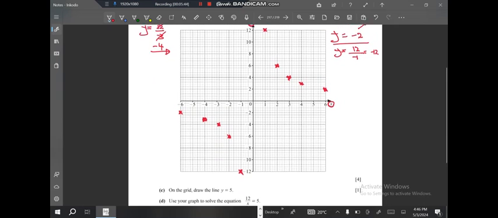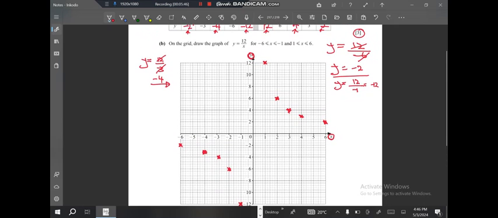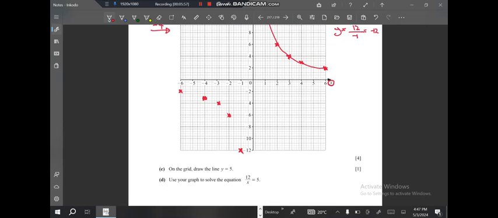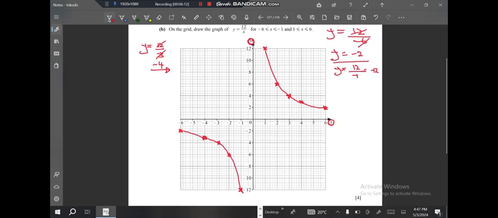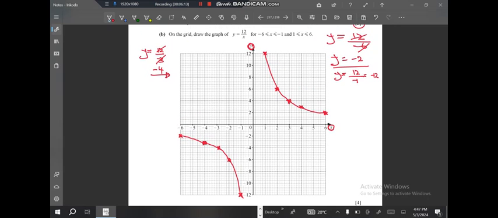After plotting, you're going to draw. So you're going to draw this one. Right, then also on this side, you're going to draw again. Right, something like that. Done drawing your graph, and you're going to get what? 4 marks. You're going to get 4 marks.